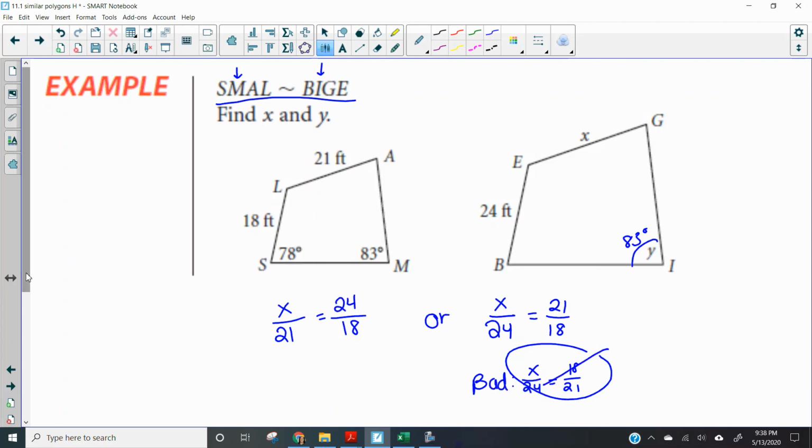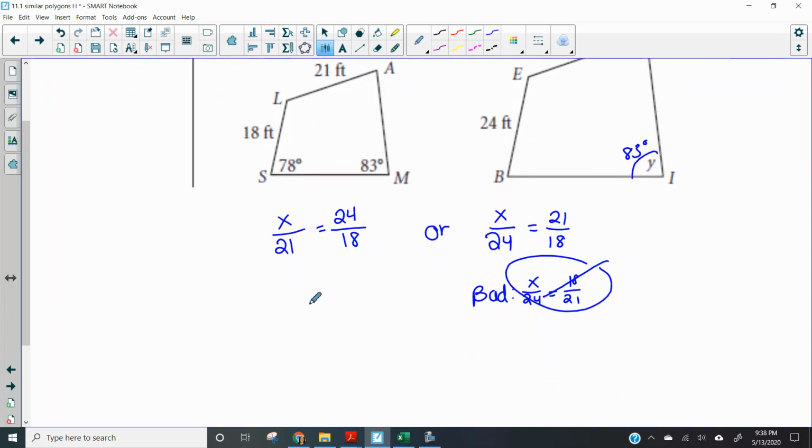And then in either case, when you actually go to solve, we'll again cross multiply here. 18x, I'm going to use this one, equals, let me get my calculator out here, 21 times 24, 504, and then divide that by 18. So x is 28. Okay, so that's how we work with that one.